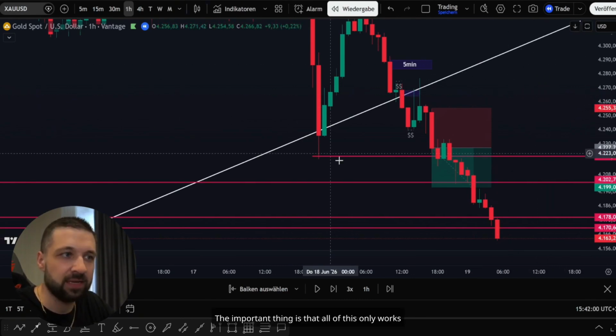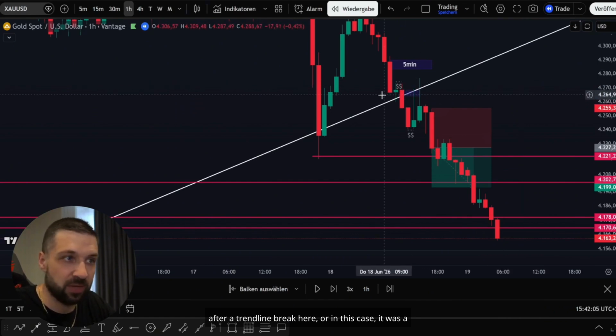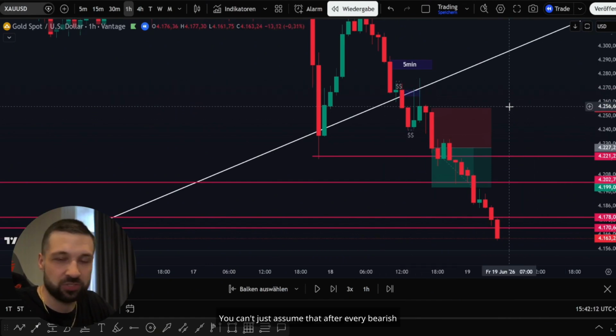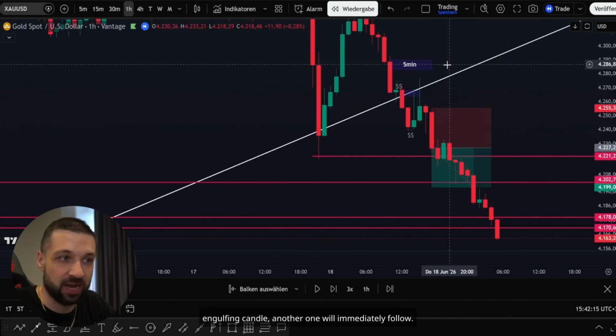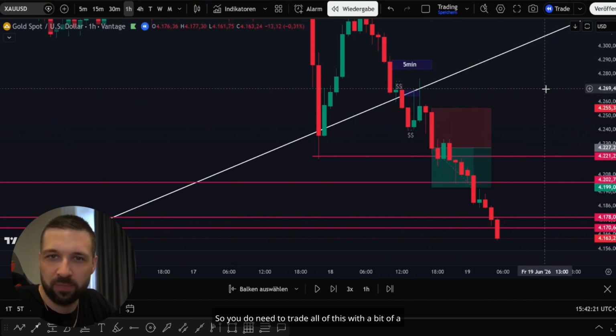The important thing is that all of this only works after a trendline break here, or in this case, it was a break and retest. You can't just assume that after every bearish engulfing candle, another one will immediately follow. That's not the case. So you do need to trade all of this with a bit of a plan, but we've already discussed that here in detail.